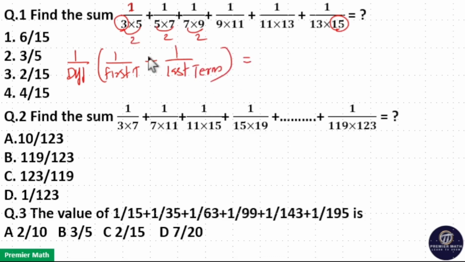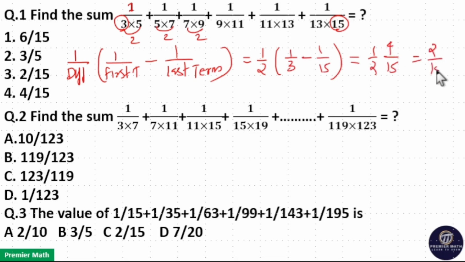Here the difference is 2, so write 1 by 2. And first term is 3 means write 1 by 3. Last term is 15 means write 1 by 15. So 1 by 2 into 1 by 3 minus 1 by 15 is your answer. Here the LCM of 3 and 15 is 15. 3 goes 5 times in 15, 15 goes 1 time in 15. So 5 minus 1 is 4. 2 goes 2 times in 4. So the answer is 2 by 15. Option 3 is your answer.